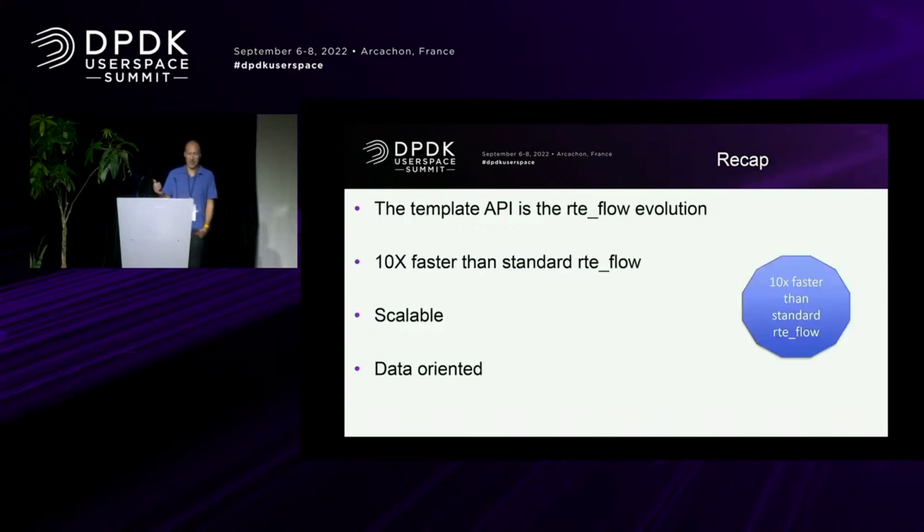Okay, and a quick recap. The template API is much faster, 10x faster than the standard RTE flow. Keep that in mind. It's scalable, meaning we can use it in multi-cores. Unlike the standard API, which is blocks and everything, the idea of this API is to be used between cores and multiple cores. It's data-oriented. We care about the data. Everything that is written in this API is data-sensitive.